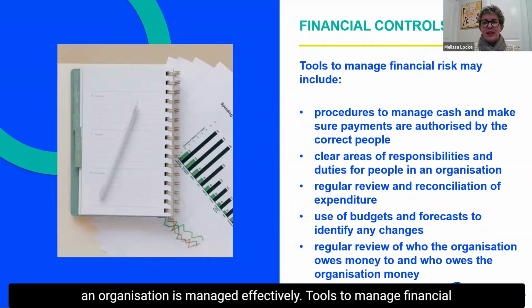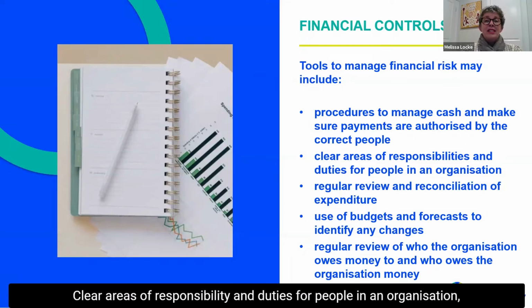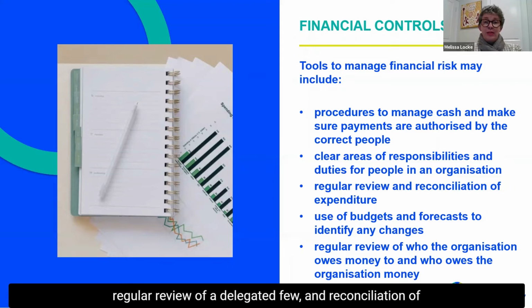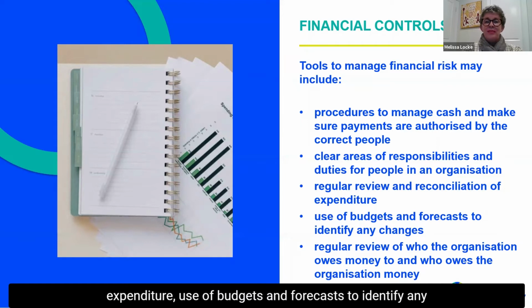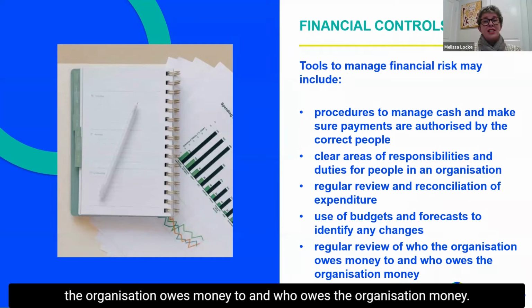Tools to manage financial risk may include written procedures to manage cash and to make sure payments are authorised by the correct people, clear areas of responsibility and duties for people in an organisation, regular review of delegated authority, and reconciliation of expenditure, use of budgets and forecasts to identify any changes in income or expenditure, and regular review of who the organisation owes money to and who owes the organisation money.